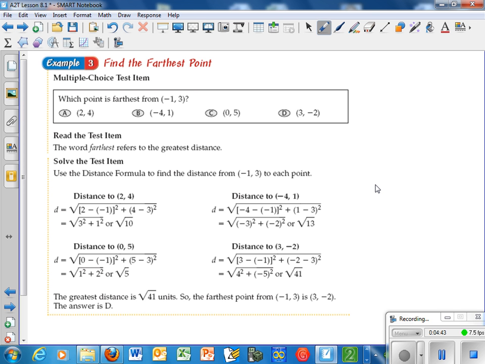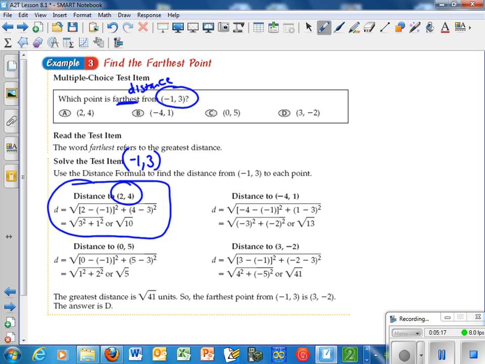This is just an application problem. Multiple choice. Which point is farthest from -1, 3? If we're talking farthest, we're talking about distance. So we're going to use the distance formula. Okay, basically 4 times. They calculate the distance, negative 1, 3, to each of these points. Okay, and I'm not going to go all the way through this, but you can see here's the distance formula from negative 1, 3 to the point 2, 4.